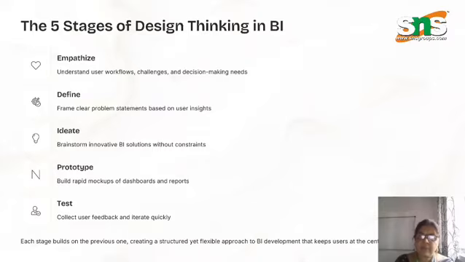So we have developed a 5 stage design thinking process in BI. We must understand the feelings of others. We must define clearly what the problem is. After defining, we should sit and discuss. The brainstorming session should be undertaken, and a proper dashboard should be created, and the report should be generated and tested in the market.